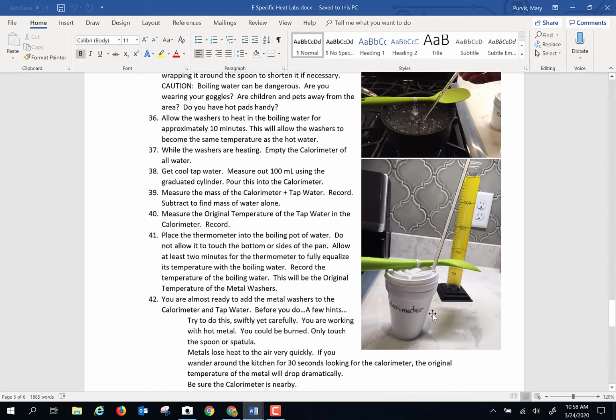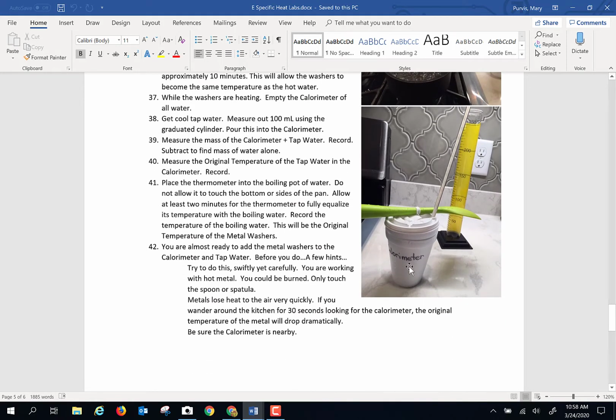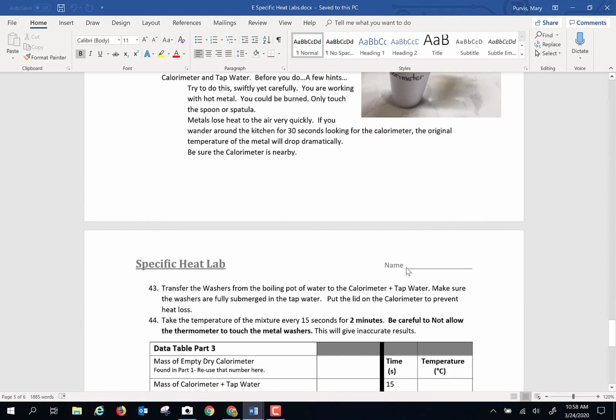You're going to put that hot metal into your calorimeter cup with some water. I transferred it, spoon and all, string and all. The little difference in the string is not a big deal. This will reach an equilibrium temperature.